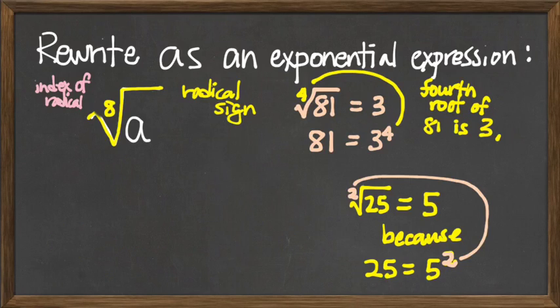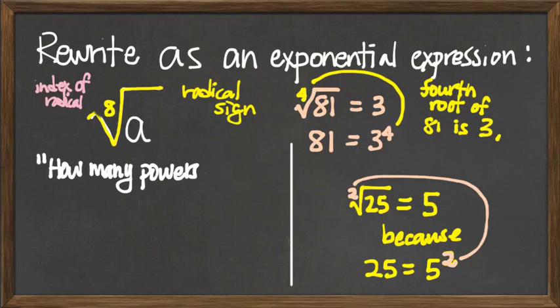But then to actually get home, both figuratively and literally, because we're running over time, what we want to do is figure out how to understand that as an exponential expression. So how many powers of a is the same as the 8th root of a? That's what we're really asking here. How many powers of a equals the 8th root of a?